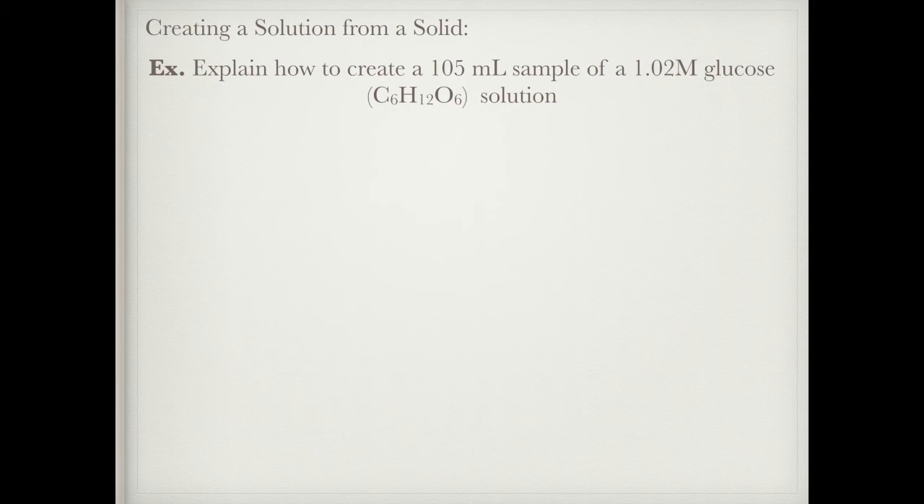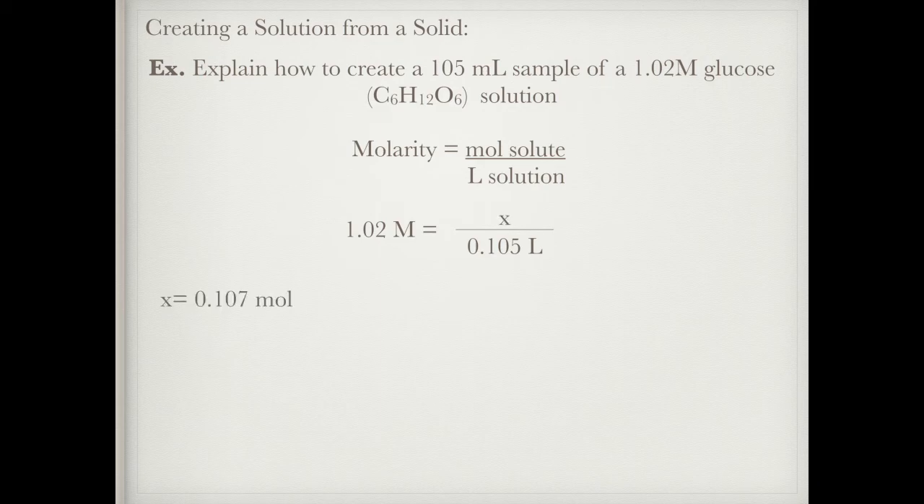I want to create a 1.02 molar solution of glucose, and I want my sample to have a volume of 105 milliliters. You have actually learned the math for this already. You're going to be using your molarity formula. Specifically, I know my molarity is 1.02 molar. I know my volume, remember it's got to be in liters of solution, so that's going to be 0.105 liters, and I'm solving for my moles. So when I solve for this, I get 0.107 moles.